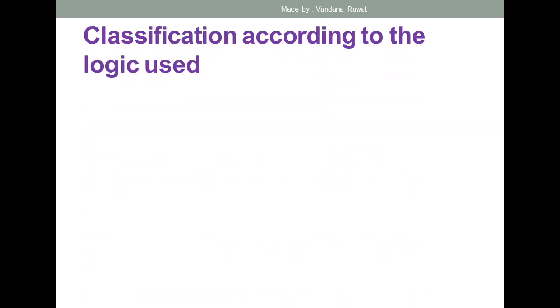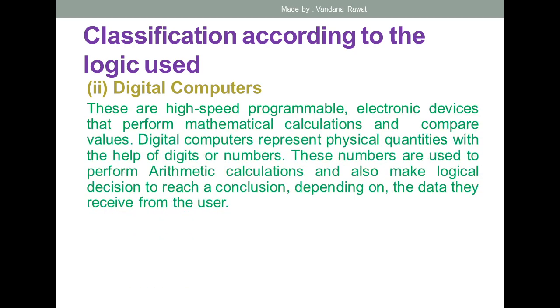Then let us take another category of logic-based computer, that is the digital computer. With the help of this term, you can understand that these types of computers are taking the data in the form of digits. If you are taking the data in the form of digits, then obviously you can get the accurate output with the help of these computers.